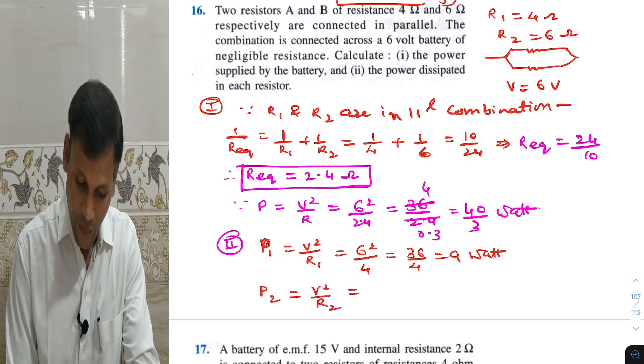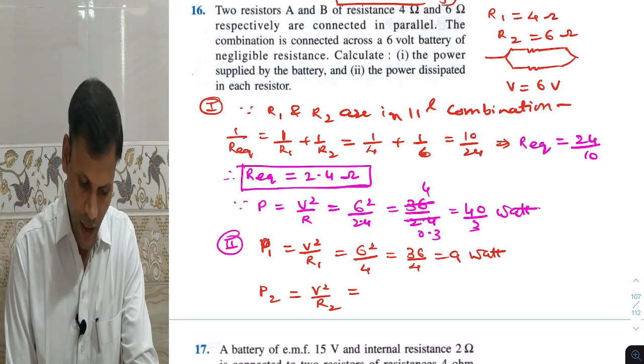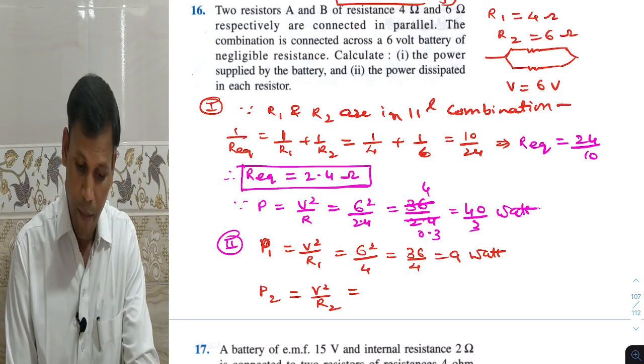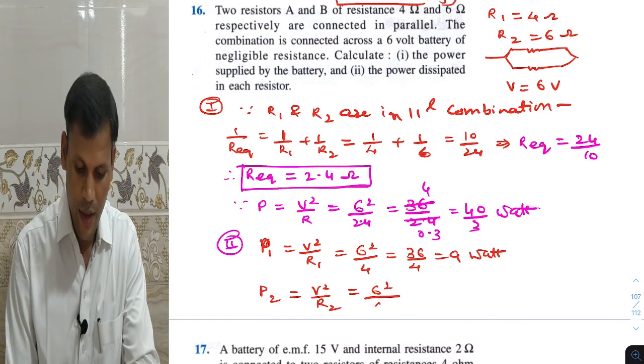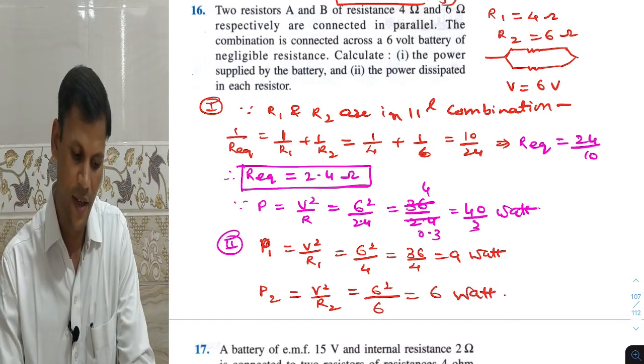And power P2 will be V square by R2. V is again 6 square by R2 which is 6, so it will be 6 watt. So this is the final answer.